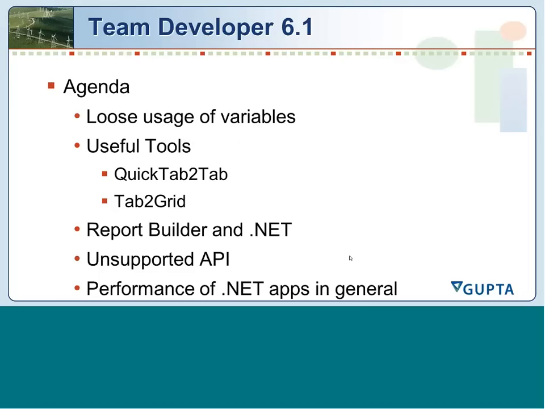I have to talk about Report Builder in .NET because a lot of you are using reports inside Team Developer. They are built on Report Builder, and you want to reuse them in .NET. We have some unsupported API functions inside Team Developer for .NET, so I want to give you a brief overview of what's possible and what's unsupported inside the .NET environment. And of course, we have to talk about performance of .NET applications in general.